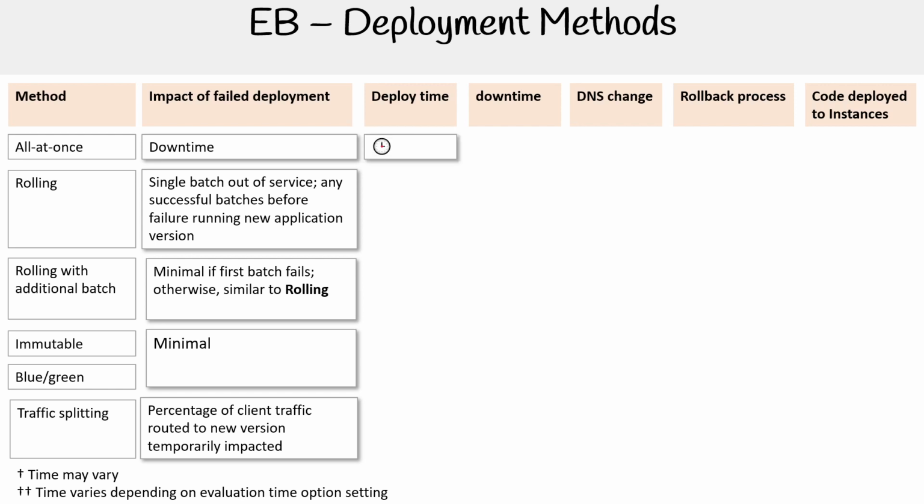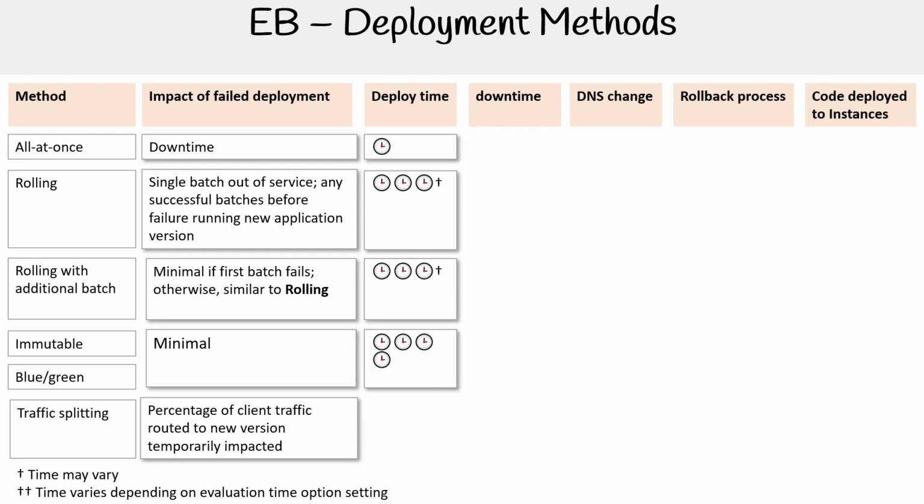For deployment time, all at once is the fastest because it's literally tearing everything down and spinning everything up. Rolling deploys is much slower because you're deploying out in batches. Rolling with additional batch is going to have basically the same amount of time, or probably slower than rolling, because you're waiting for the servers to spin up and then switching them over. For immutable and blue-green, this will take significantly more time because you're provisioning a lot more infrastructure, but the trade-off is that you're going to have minimal impact.